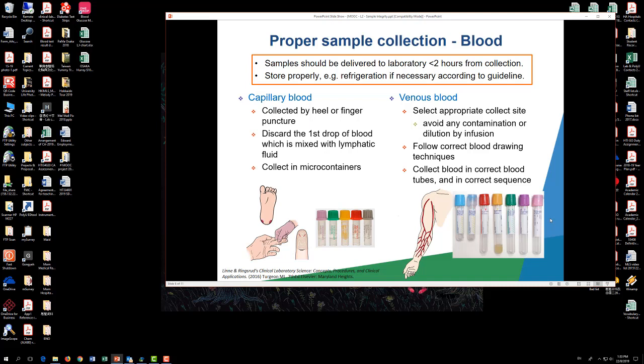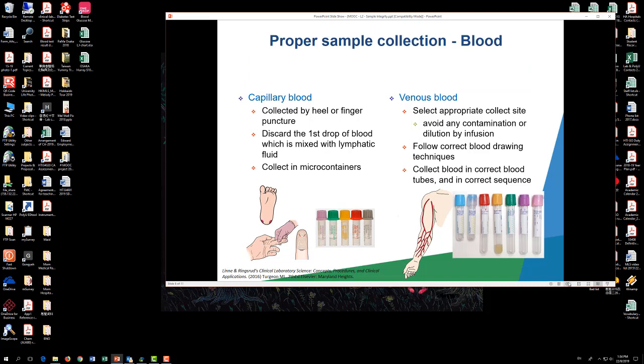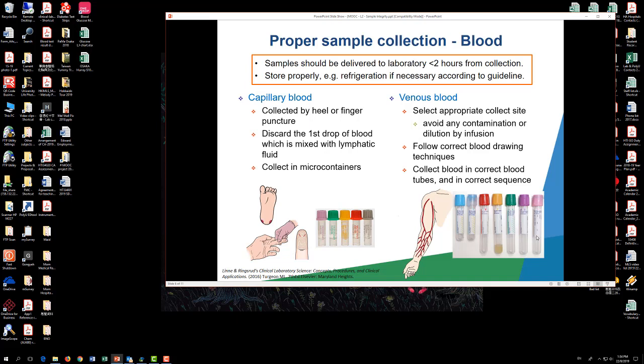The sample should be delivered to the laboratory within 2 hours from collection if it is stored at room temperature. If it is not delivered once after collection, it should be stored properly, for example, put into the refrigerator if necessary, according to the guideline.